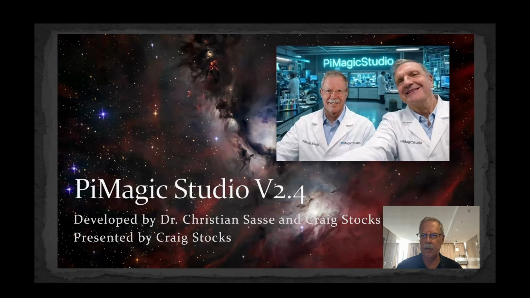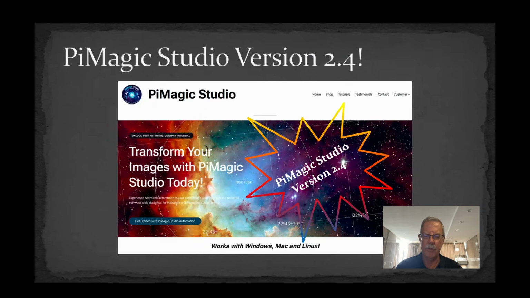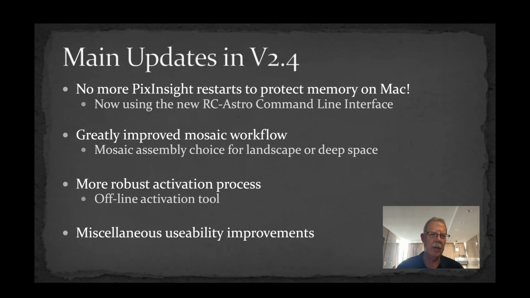Christian Sase and I are excited to announce version 2.4 is now available with some nice updates, especially for you Mac users. So just very briefly, the big news is no more need to restart PixInsight to protect memory on Mac. We're using the new RC Astro command line interface. We're using it right now on Mac only. There are still some issues that need to be worked out with Windows. So in the future, we'll be converting Windows to use the new command line interface as well. For now, though, it's just on Mac.